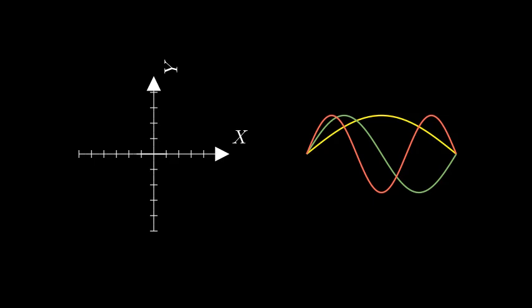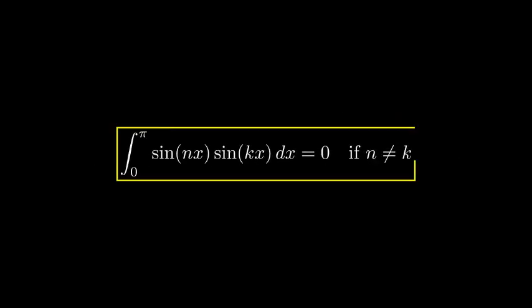Think of sines like the x, y, and z axes in 3D space. They are at 90 degrees to each other. In function space, we check the angle between two functions by multiplying them and integrating. The math reveals a beautiful property. The integral from 0 to pi of sine nx times sine kx is 0, as long as n and k are different. Every term disappears except for the one where they match.